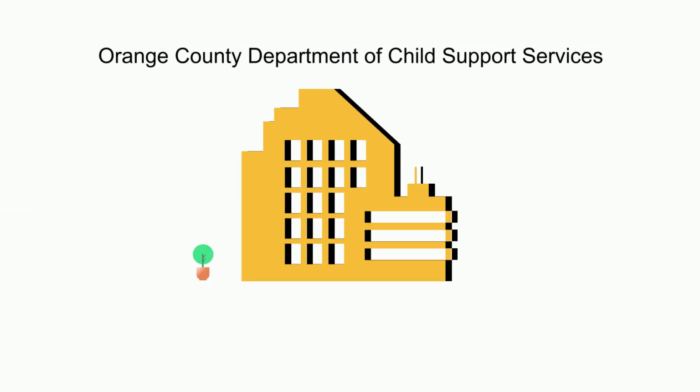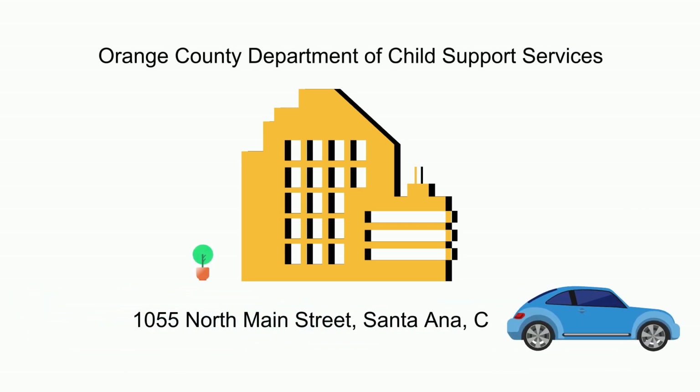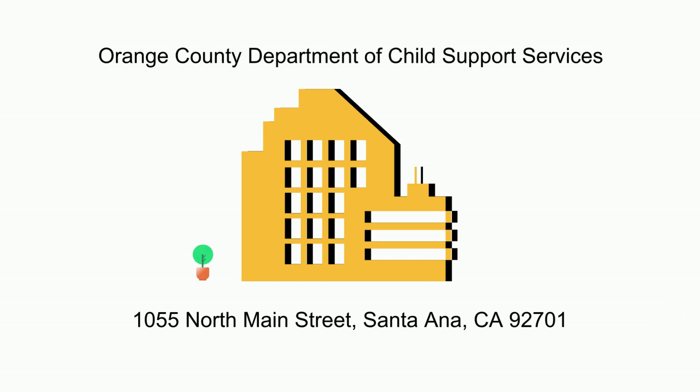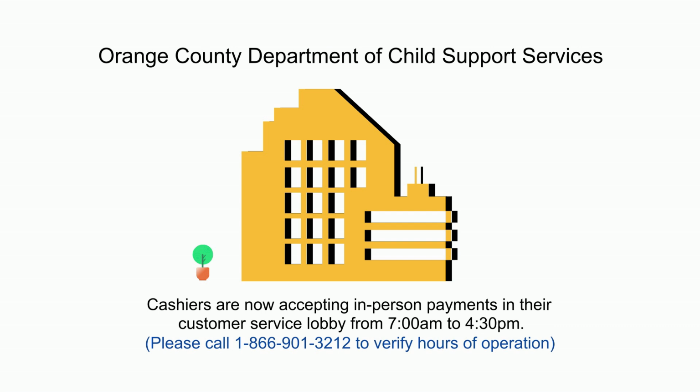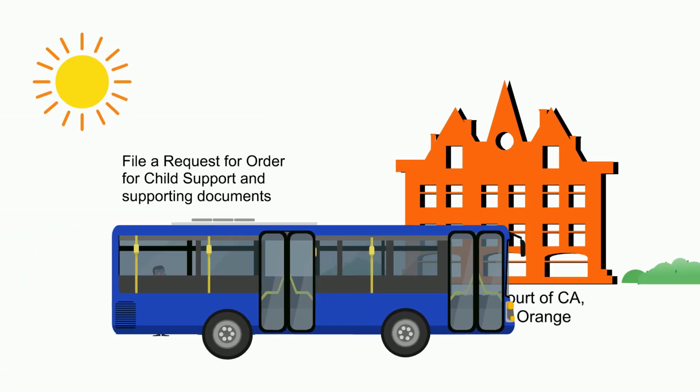You can reach the Orange County Department of Child Support Services at 1-866-901-3212 or online at the following link. The OC Department of Child Support Services is located at 1055 North Main Street, Santa Ana, California, 92701. Cashiers are now accepting in-person payments in their customer service lobby from 7 a.m. to 4:30 p.m.